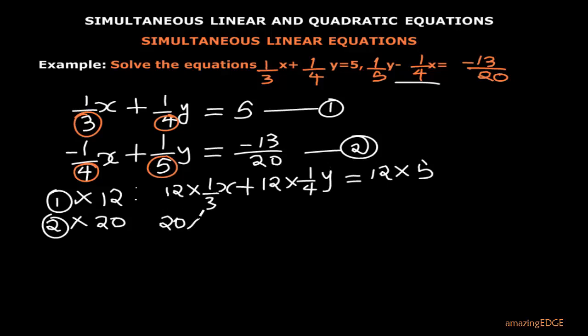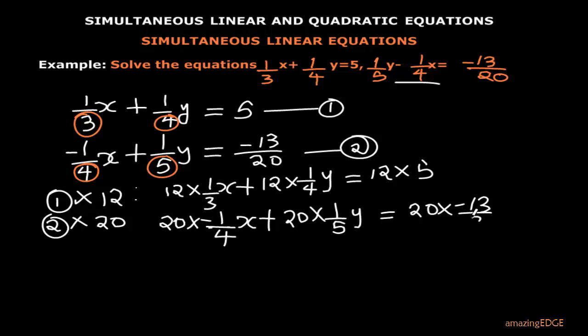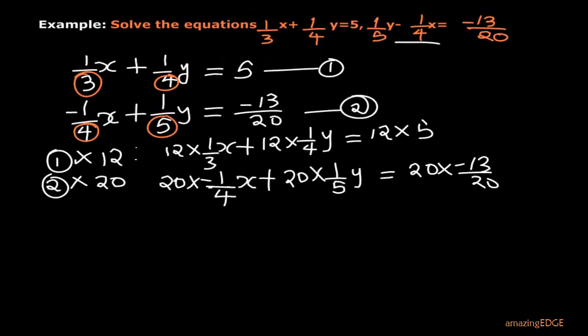In the second equation, you're multiplying by 20. So you have 20 times minus 1 over 4x, then plus 20 times 1 over 5y, is equal to 20 times minus 13 over 20. So now we are going to have another new set of equations. So what are we going to have? Let's work it out so that we have new equations here.